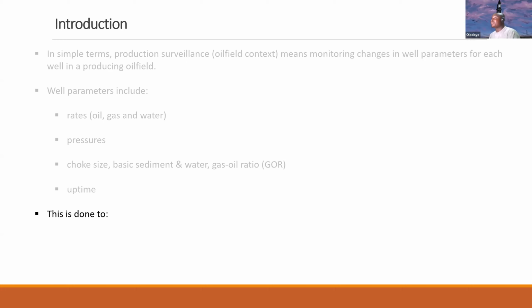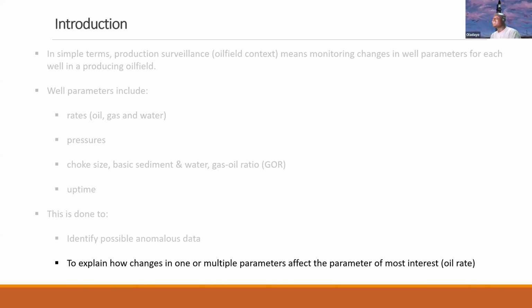Now, why do we do all this production surveillance? The first thing is you want to identify anomalous data. When you create a trend for all your parameters, if there is a sudden change in your trend, you want to inquire whether there was an issue or whether it's anomalous data from the feed. The second reason is you want to see how changes in one of the parameters affect the parameter of most interest, which is your oil, because at the end of the day, it is your oil that you sell and you make money from.